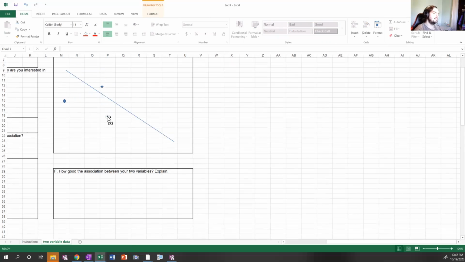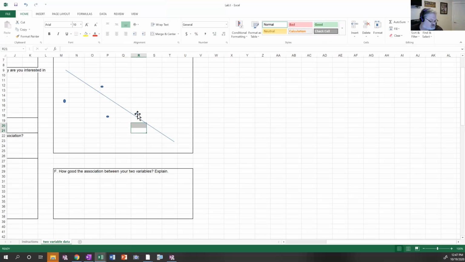Oh, so is it like asking about how well that R value, or how close to 1 that R value is? That is exactly what it's asking, and almost all that it's asking.